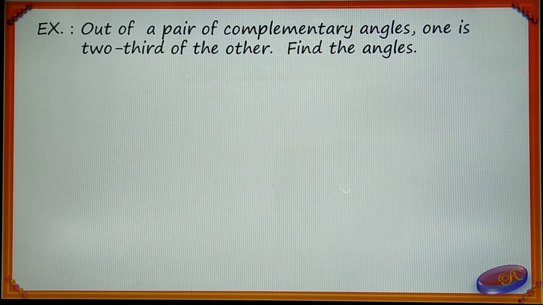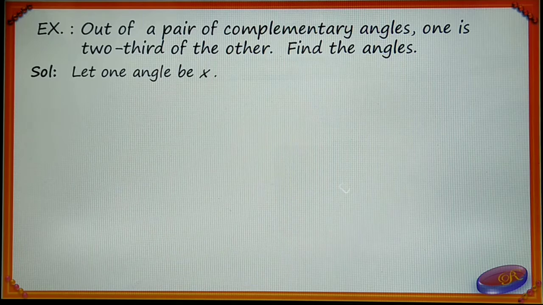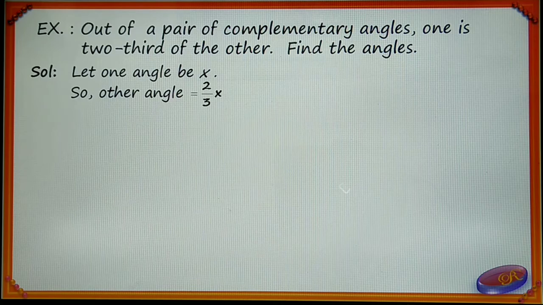Example: out of a pair of complementary angles, one is 2/3 of the other. Find the angles. Solution. Let one angle be x. So the other angle is 2/3 x.